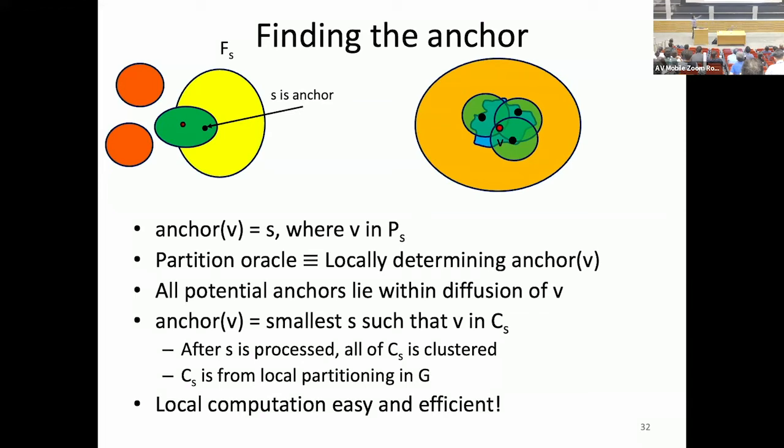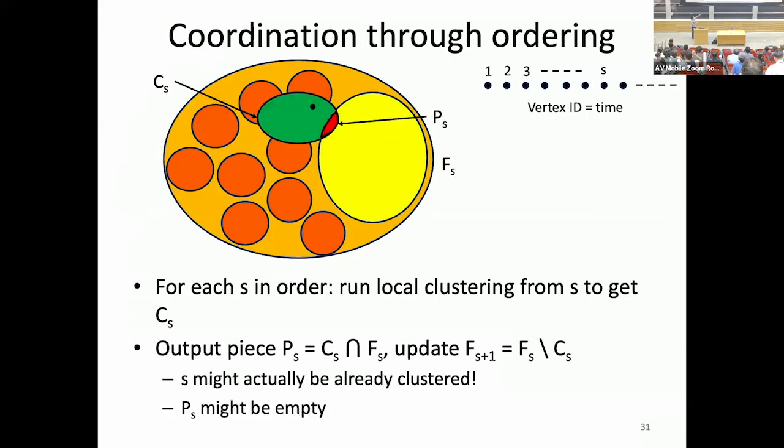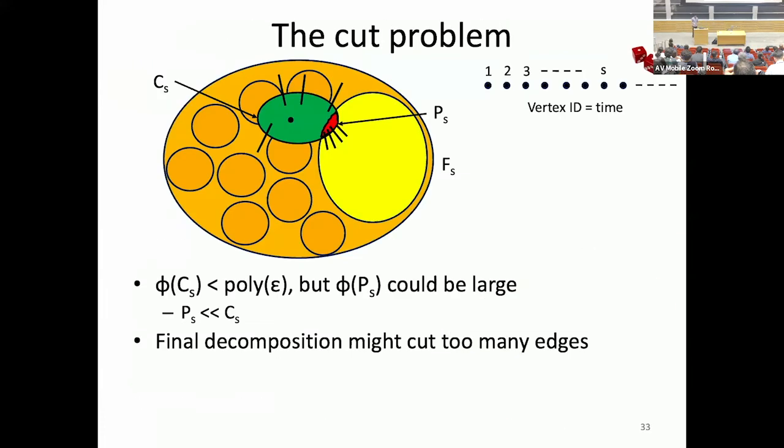I've cheated because what I've argued is that this green set is a low conductance cut, but the red set might not be. And that's exactly the problem, which is the conductance of CS, which is the green part, is really small, but the conductance of the red set might be really large. This seems actually hopeless. Because if you look at the ordering of the vertices, it is completely oblivious to anything. And the diffusions are oblivious to the set. So how on earth are we going to actually bound the conductance of that small red portion?